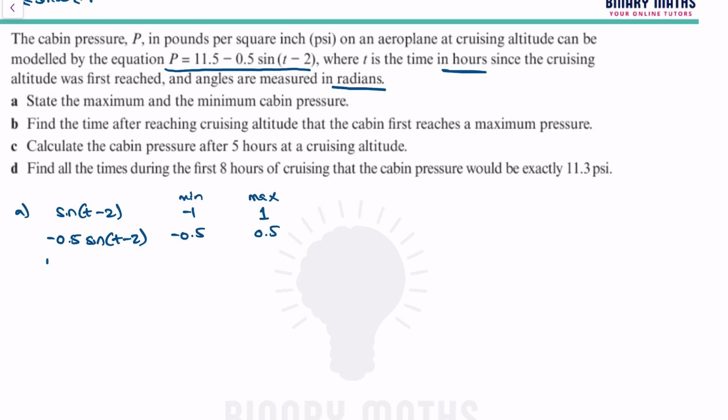Now the 11.5 take away 0.5 times sine of T minus 2. I'm doing one step at a time. Because it's positive 11.5, all I need to do is add 11.5 to the maximum and minimum. So when I add 11.5 to the minimum, I get 11. When I add 11.5 to the maximum, I get 12. So that means the minimum is equal to 11 pounds per square inch, and the maximum is equal to 12 pounds per square inch.